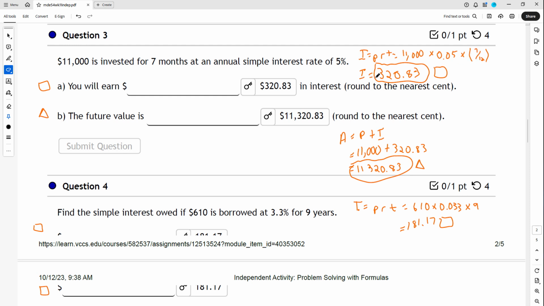And that was $320.83 there. That's how much is earned. The future value is the principal plus the interest. So I have 11,000 plus $320.83 gives me $11,320.83 there for that one.